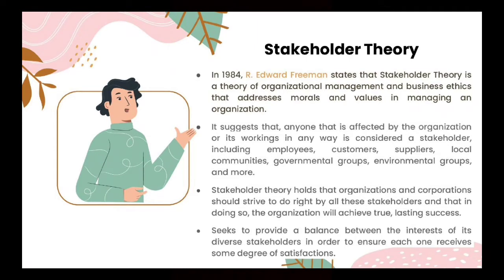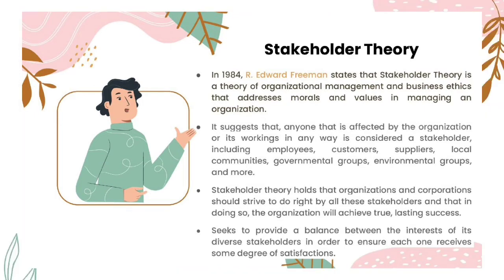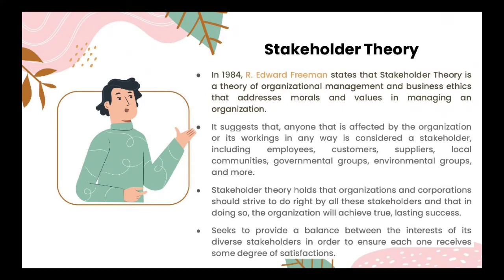So stakeholder theory holds that organizations and corporations should strive to do right by all these stakeholders, and that in doing so, the organization will achieve true lasting success. Or in other words, this stakeholder theory seeks to provide a balance between the interests of its diverse stakeholders in order to ensure each one receives some degree of satisfaction.